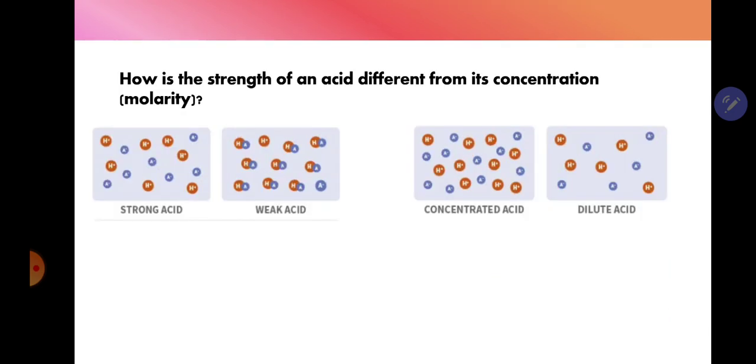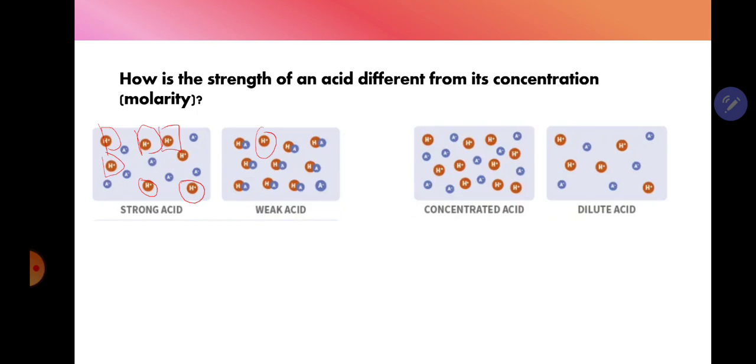So now we gotta think about, how is the strength of an acid different from the concentration? So we already know that the difference between the strong acid and the weak acid has to do with the hydrogen concentration.